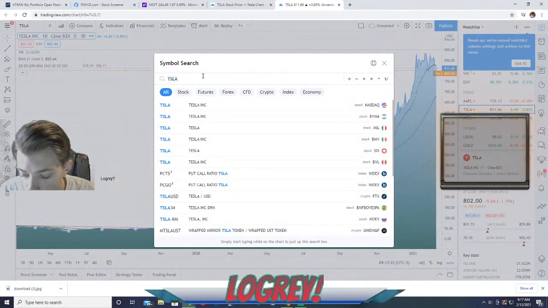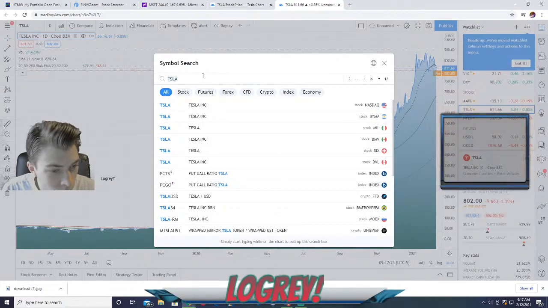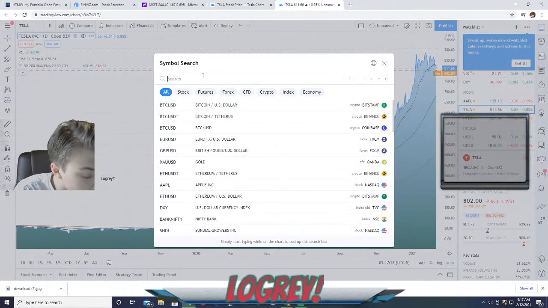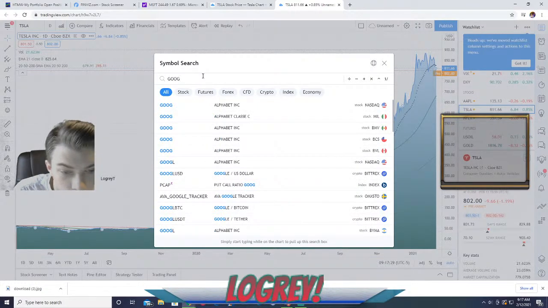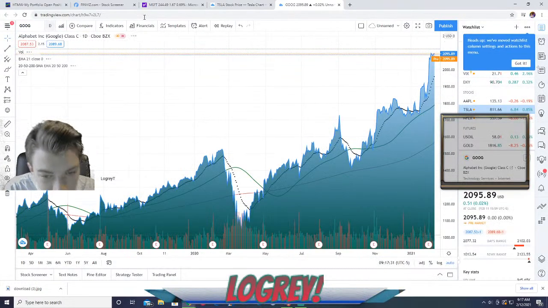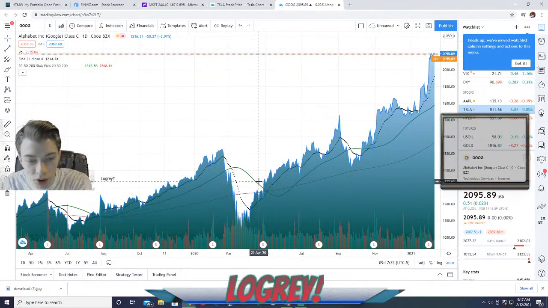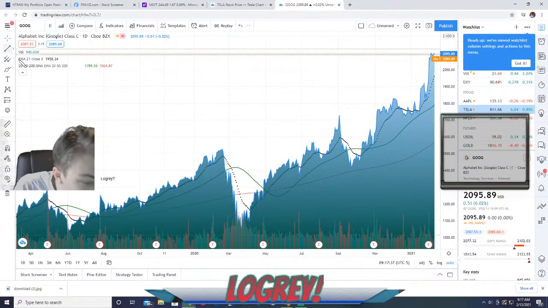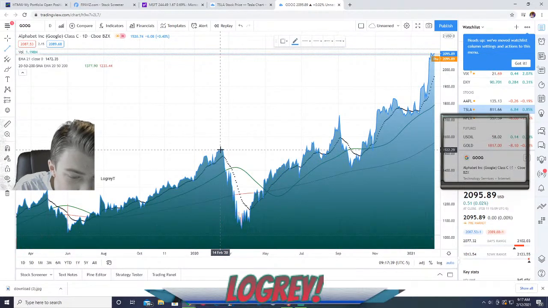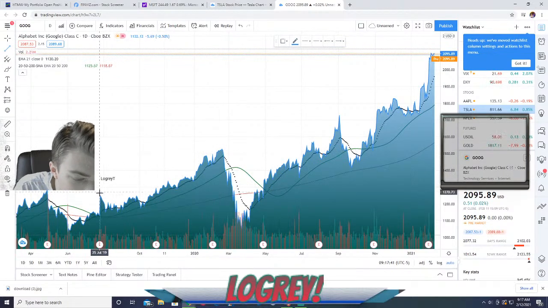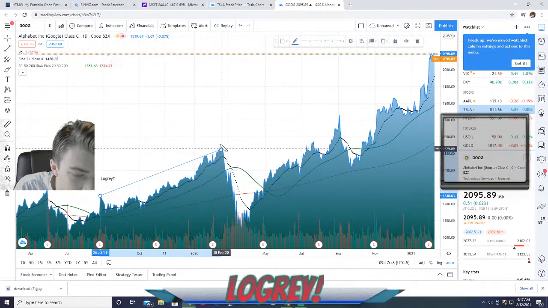So we're going to start with a company, let's start with Google. So there we go, Google, Alphabet Inc. You always want to use the American market. So this is a good one. This is the most basic of most stocks. What we have here are resistance lines. So let's start from here to here. That's a resistance line, meaning that stocks generally have trouble going over this line.